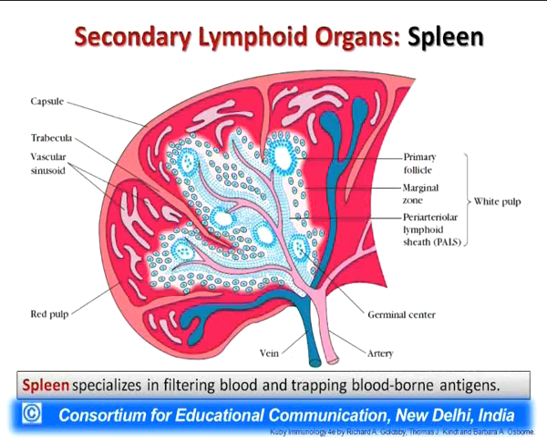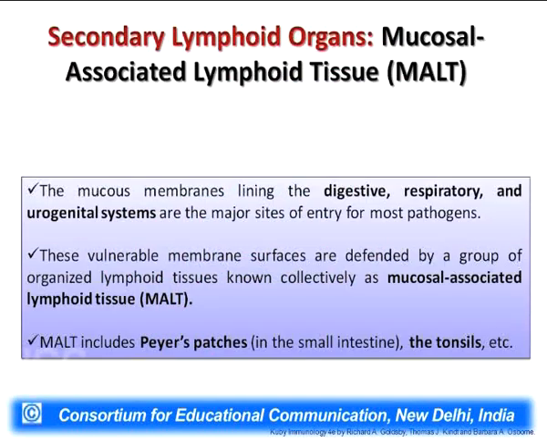The secondary lymphoid organ which is important is called the spleen. The spleen specializes in filtering the blood and trapping the blood-borne antigens. All the blood which is circulating within our body goes into the spleen where the filtration process takes place, and from this filtration process all the antigens or the pathogens are taken up by the spleen, and in the spleen there is clearance or degradation of these pathogens or antigens.